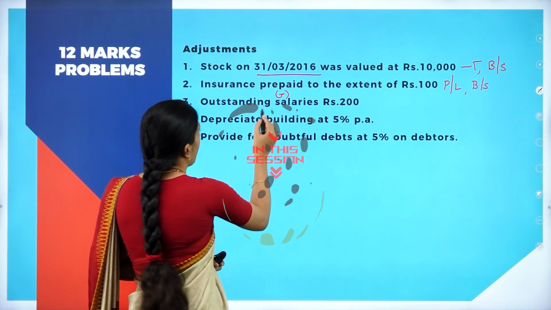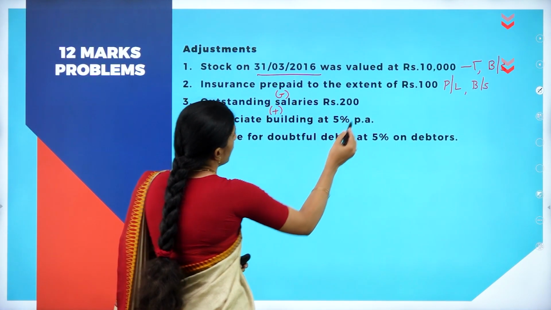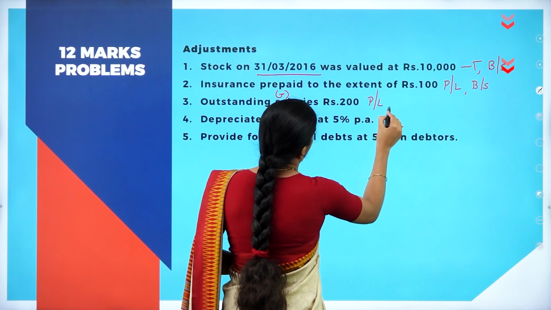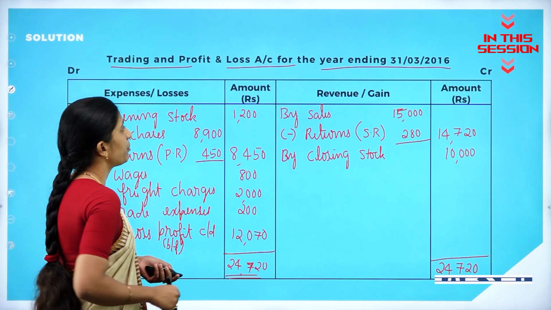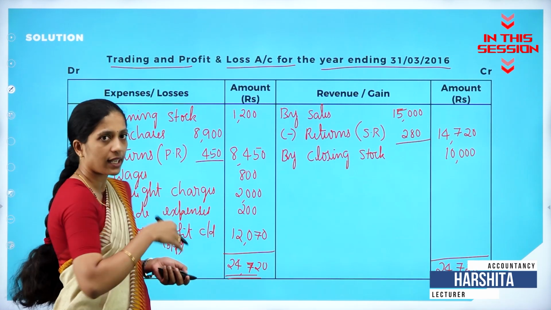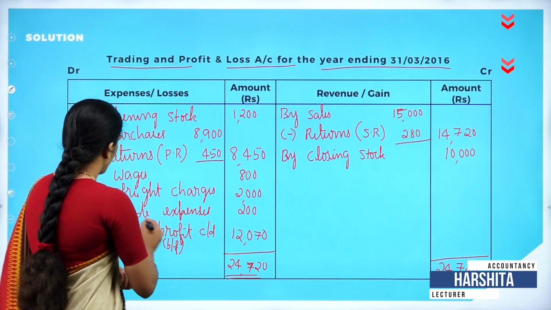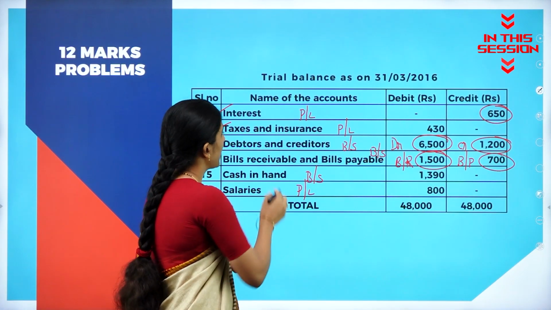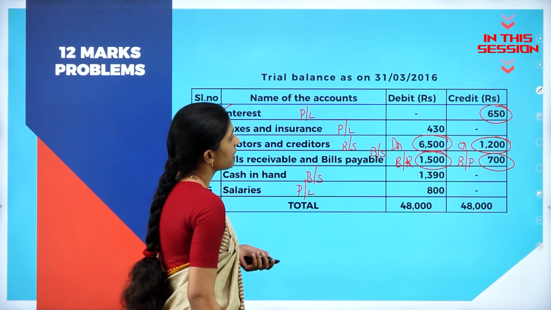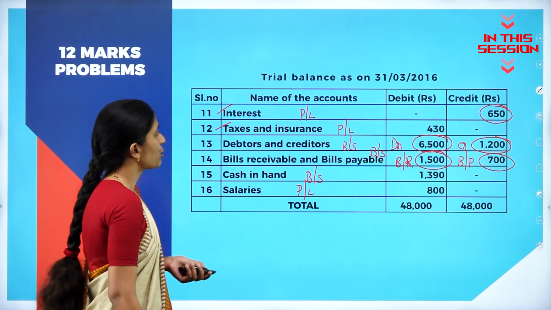Outstanding salaries, we have to add twice, which will be recorded in your P&L account and once again in the balance sheet liability side. Now we shall begin with your profit and loss account. It is a continuation of your trading account. So we have to take this gross profit. For debtors we have PDD, so you have to minus that PDD. So debtors 6,500, creditors 1,200.